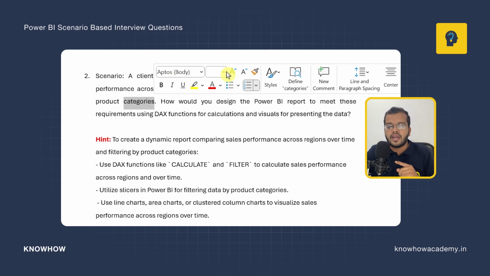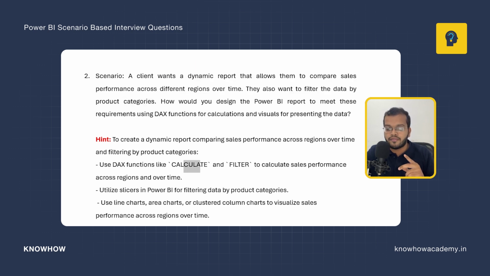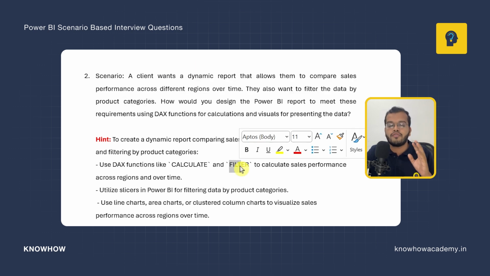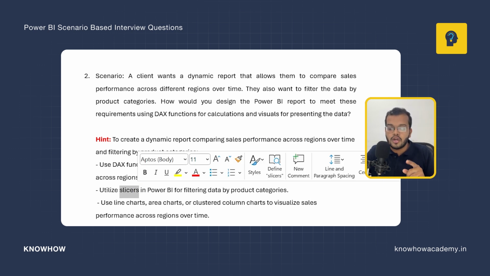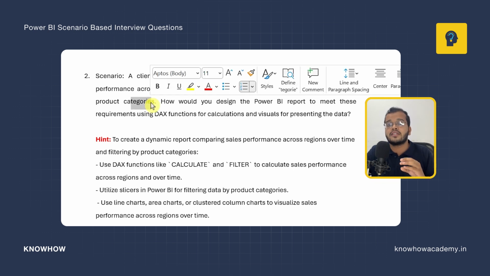For this we have to use the calculate function and a filter function to find out the sales performance. That is the first thing. And the second thing is that using a slicer in Power BI, we can filter the data based upon the categories that they have asked for. So this is the hint for this question. You use a calculate DAX function and a filter DAX function, and based upon these 2 DAX functions, we can find out the result, and we can use the slicers to show the different product categories.